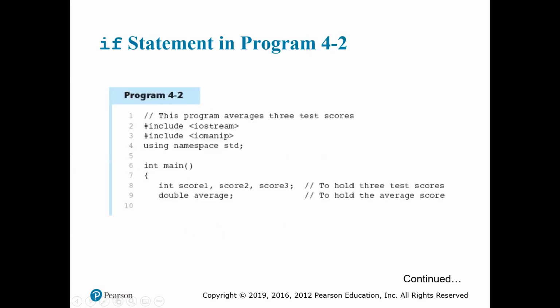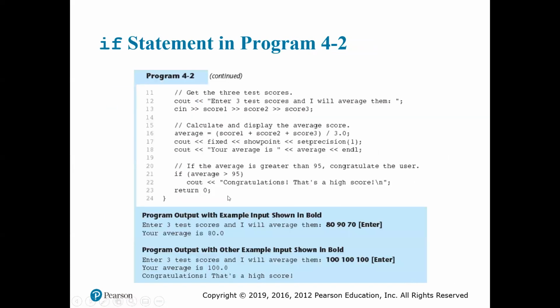So this example has 3 scores and an average variable. What happens is you're going to enter 3 scores. It takes the first score into score1, the second into score2, and the third into score3. Then it's going to add those 3 scores together and divide by 3.0, so you can get the average. They put 3.0 so that you actually get the decimal number when you do the division. And then it's going to print out the average.